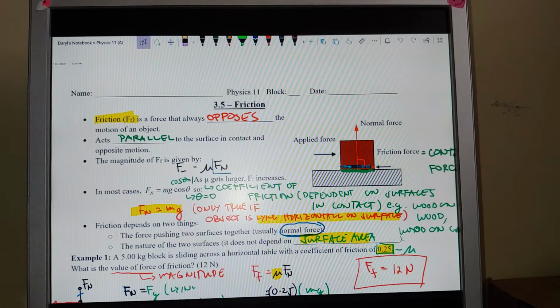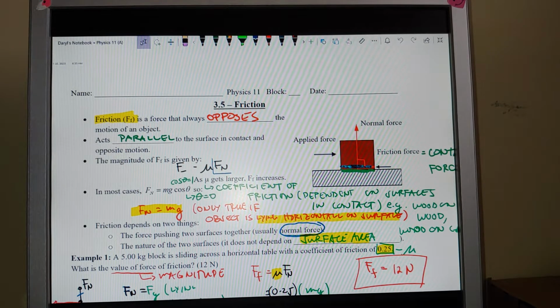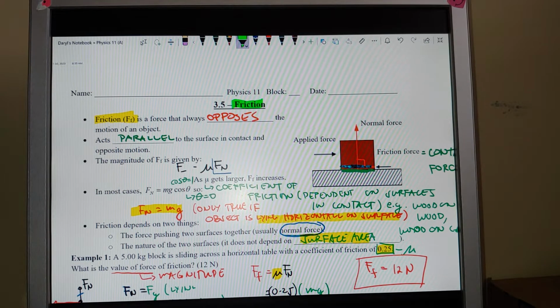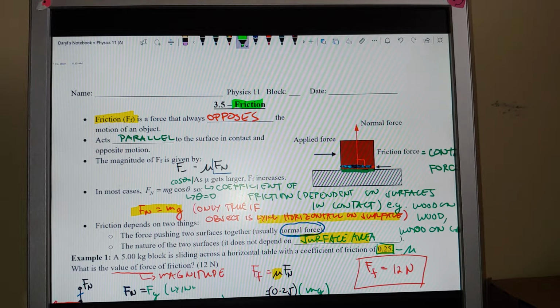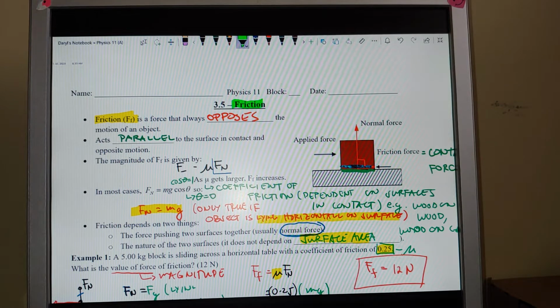Hello, good morning, guys. Our last discussion was on friction, and just a quick review. Friction is defined as a force that always opposes the motion of an object. It acts parallel to the surface in contact and opposite to the motion, so its direction is always opposite to the direction of motion of the object.